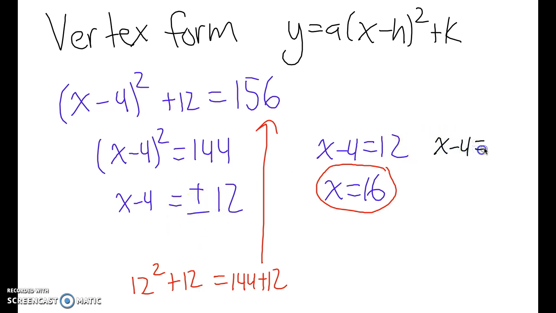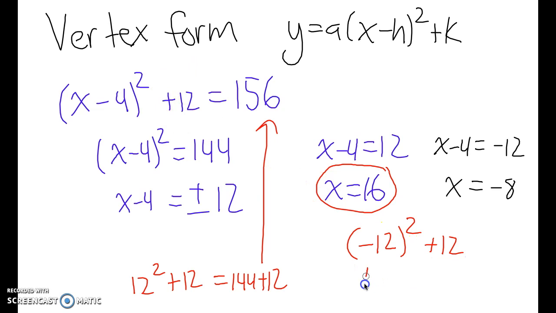X minus 4 equals a negative 12. Here, when I add 4 to both sides, I'm actually going to be left with x equals negative 8. And how does that work when I put that in here? Well, negative 8 minus 4 gives me a negative 12, and when I square it, it's going to act the same way as this 12 would, right? They're both going to be 144. So I have negative 12 squared plus 12, which is the exact same, 144 plus 12, or 156.